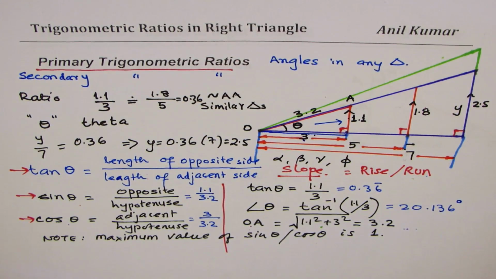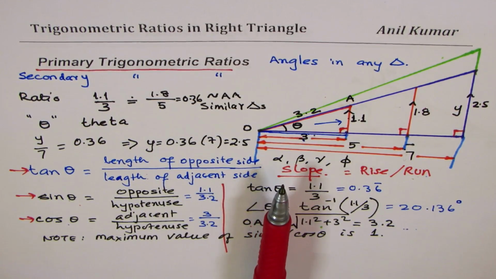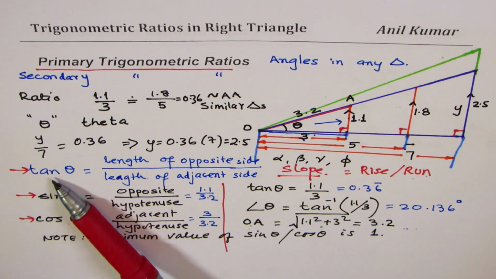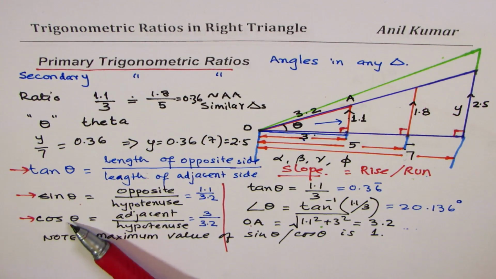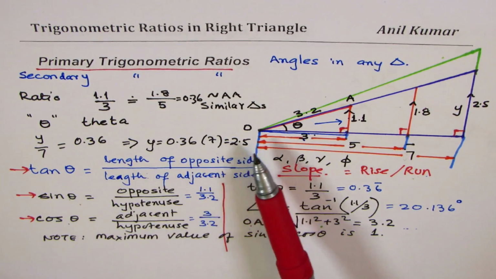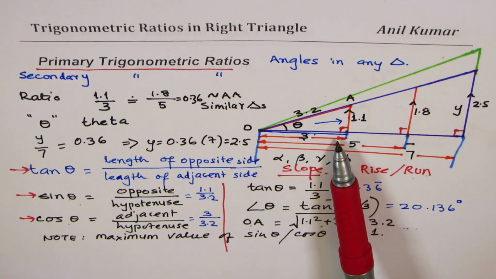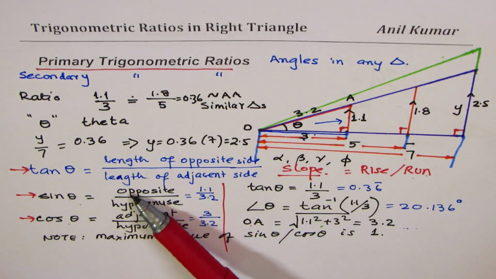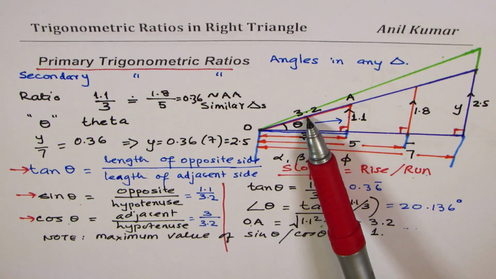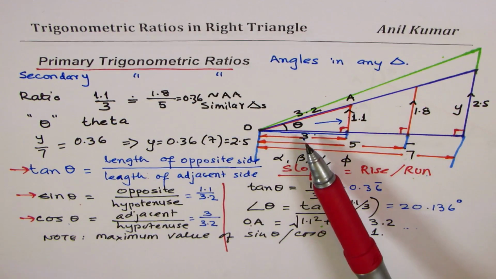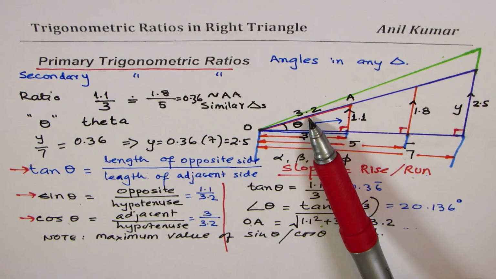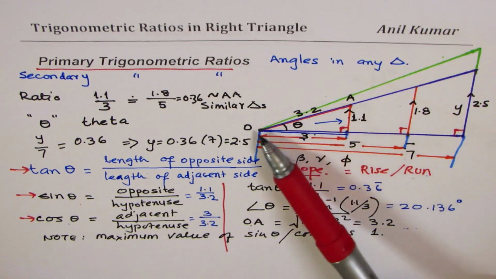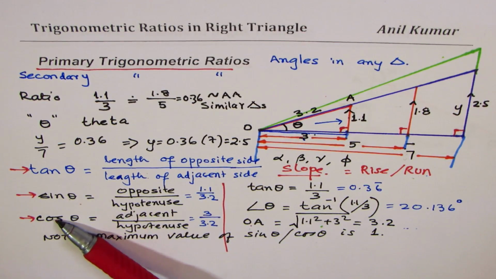So let me summarize what we have learned here. We have learned that there are 3 types of primary trigonometric ratios. These are tangent theta, sine theta, and cosine theta. Tan theta is defined in a right triangle as the ratio of the side opposite to the adjacent side. Sine theta is the ratio of the opposite side to the hypotenuse. And cosine theta is the ratio of the adjacent side to the hypotenuse. Since for sine and cosine the denominator is the longest side, they cannot be greater than 1.